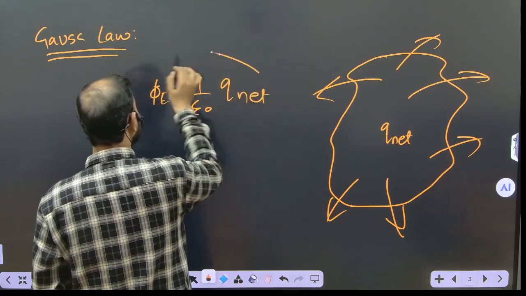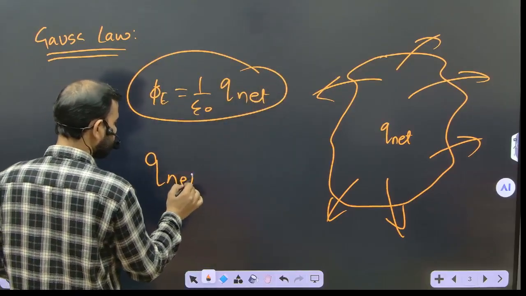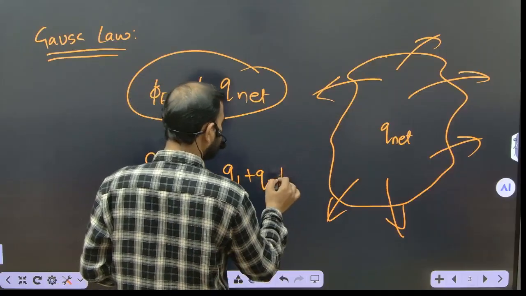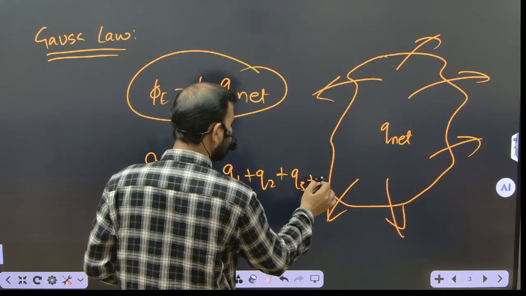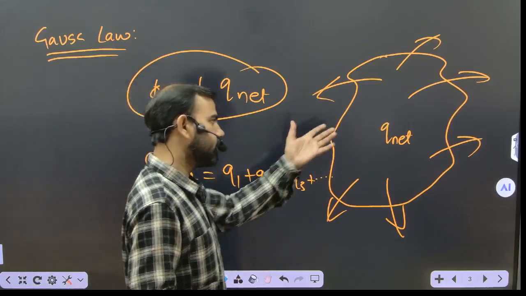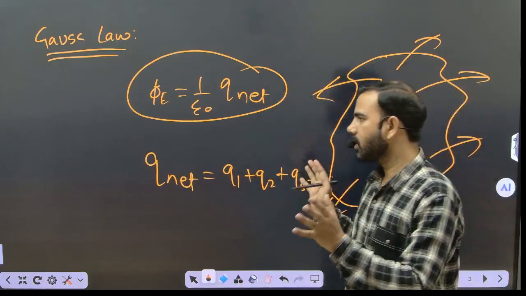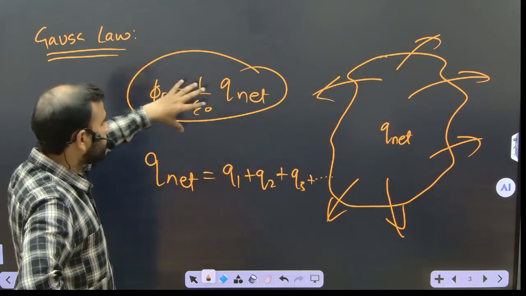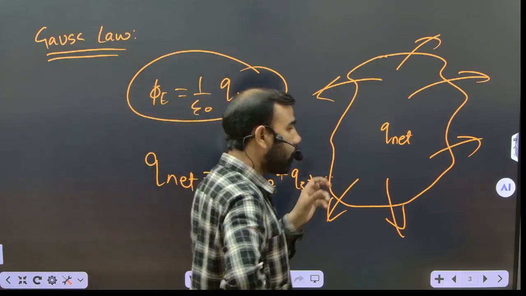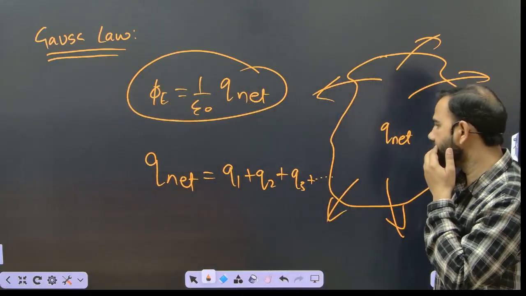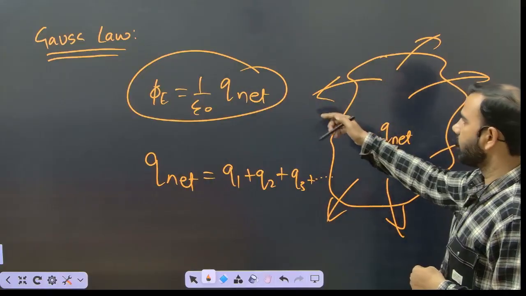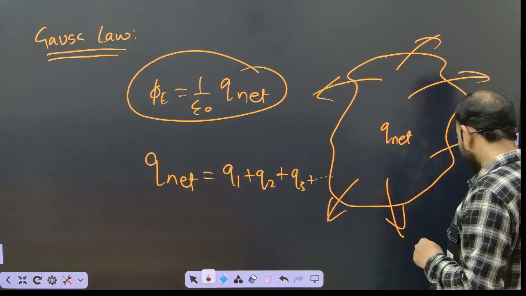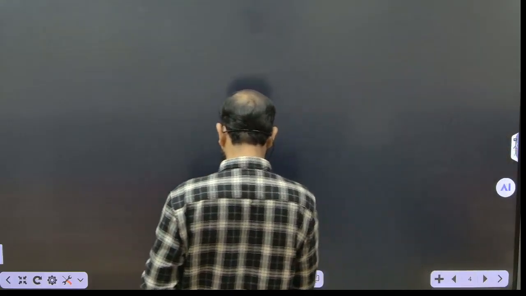And net charge, how will you get the net charge? Net charge is the algebraic sum of all the charges kept inside the enclosed surface. Whether it is negative charge or positive charge, first we take the algebraic sum of all the charges, then we get the electric flux through the enclosed surface, but only for the charge inside. We will discuss later if the charge is just outside the surface. Okay, so we are going to prove it first.